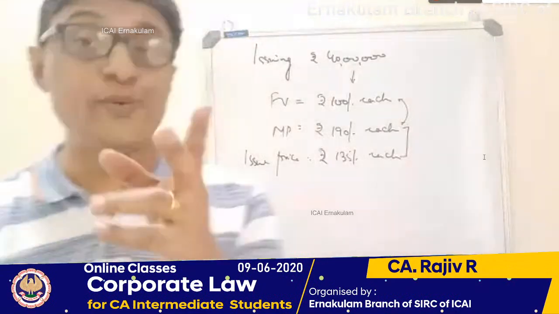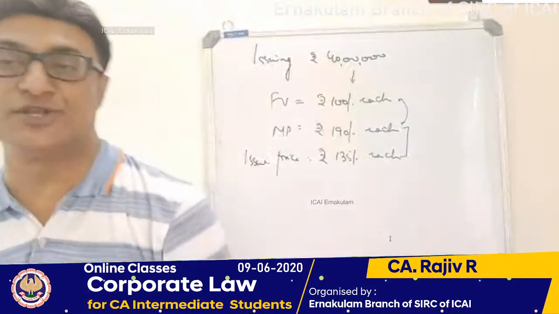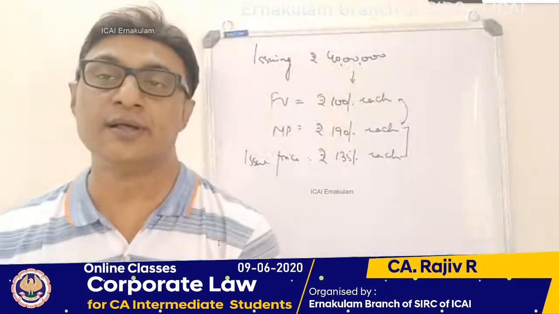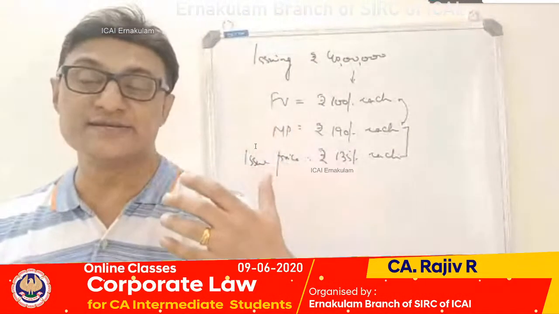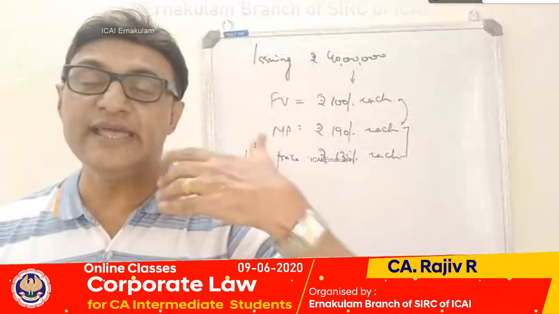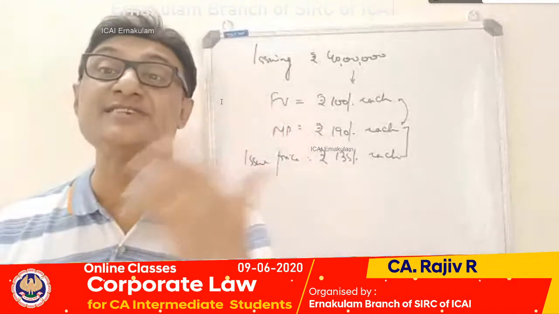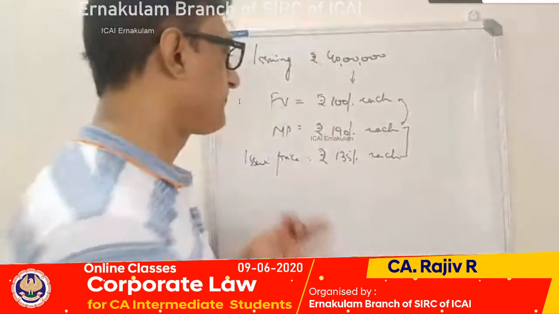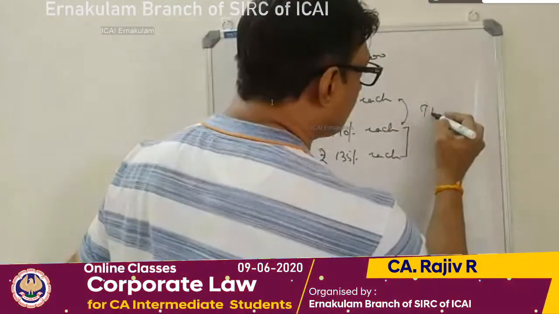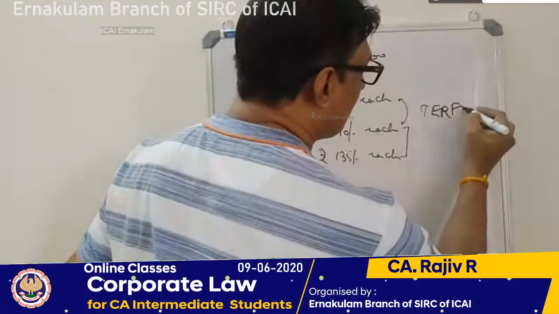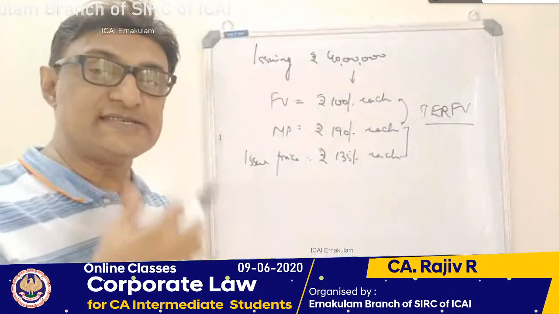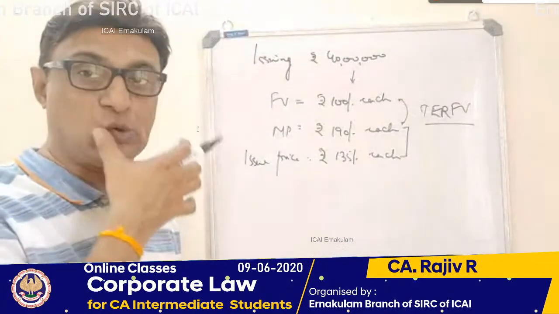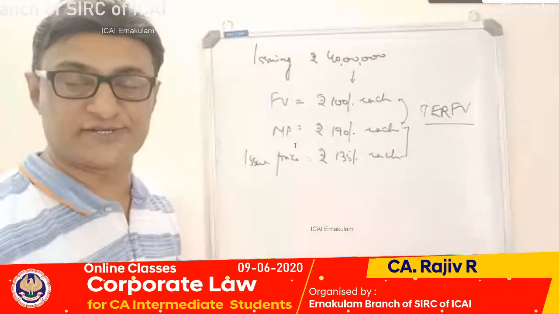Accounting Standard 20, issued by your institute, our institute, deals with this particular aspect, calling it technically TERFV, Theoretical Ex-Rights Fair Value. It's called the Theoretical Ex-Rights Fair Value, TERFV. This is a method by which we teach the shareholder whether to accept it or reject it.